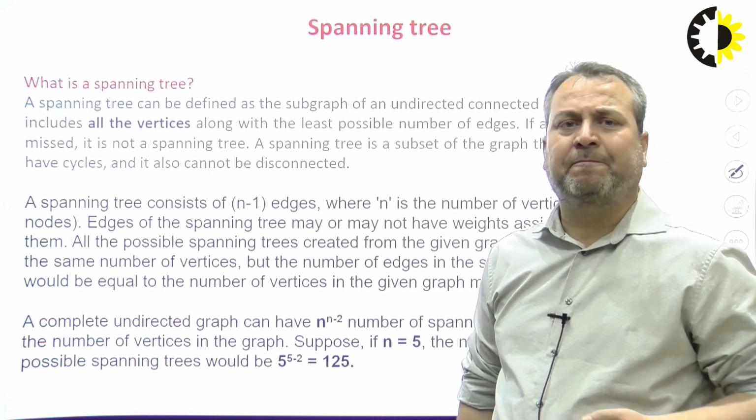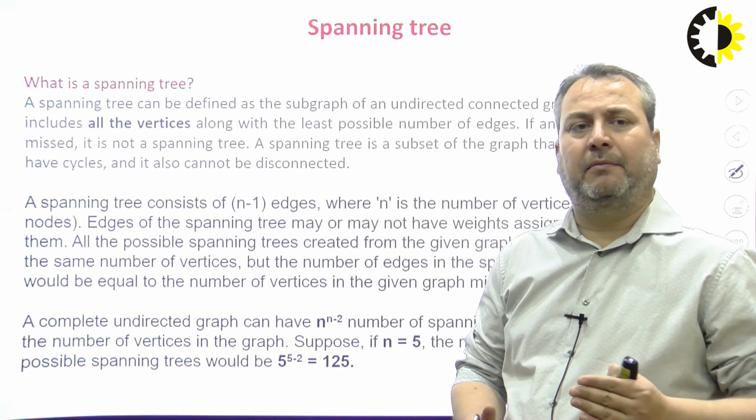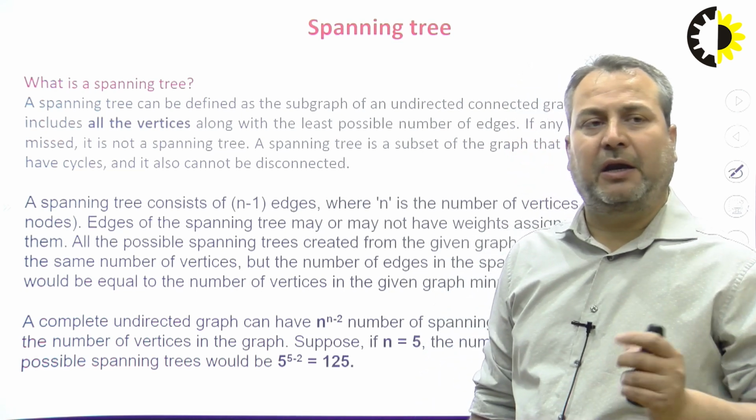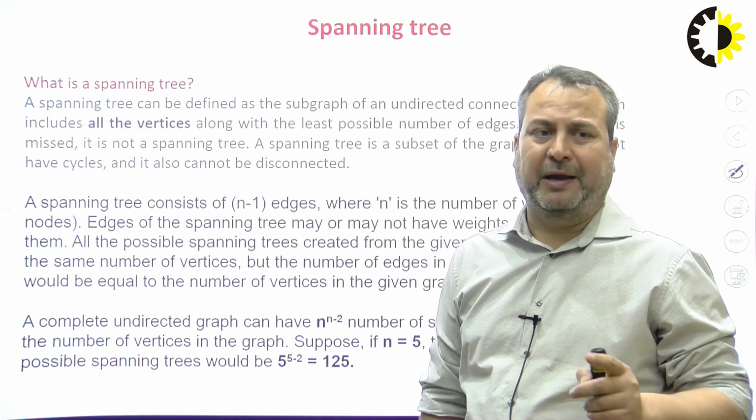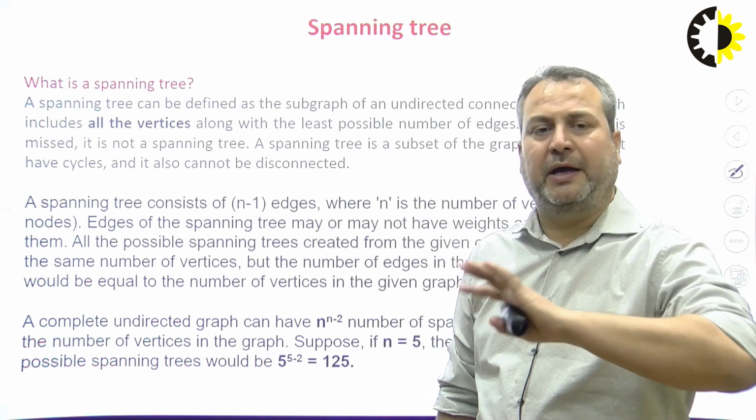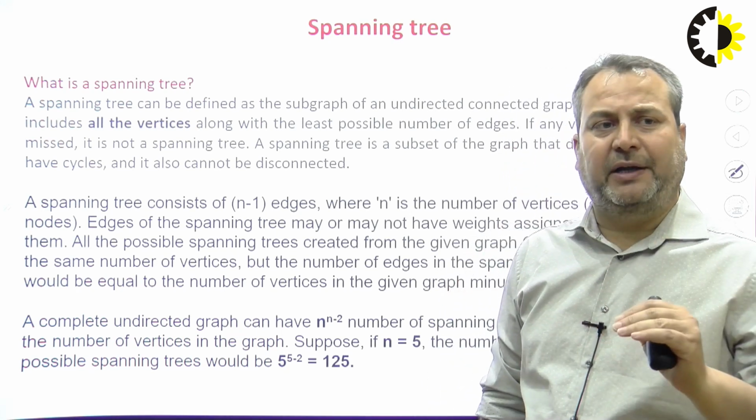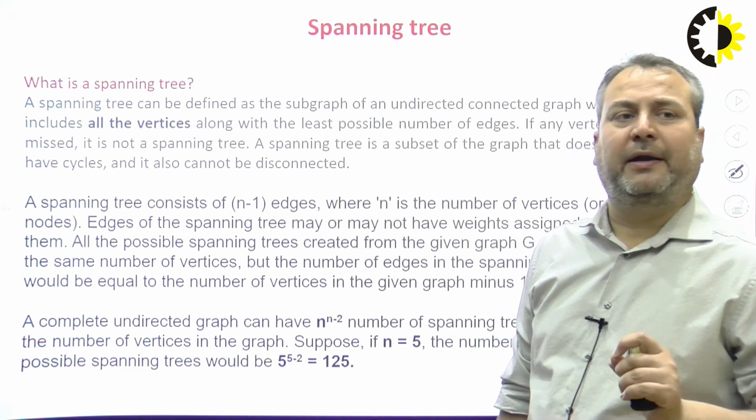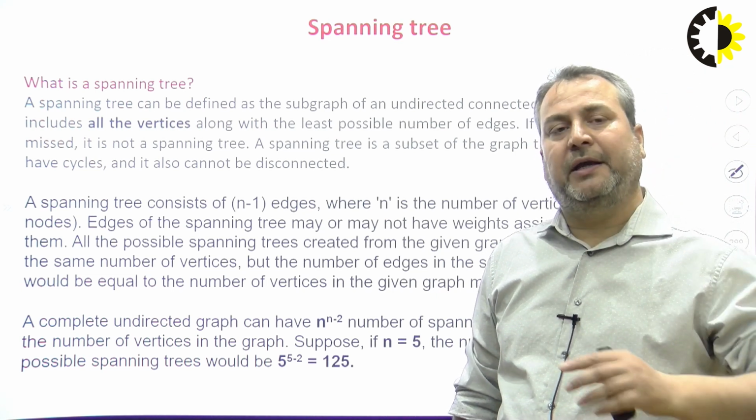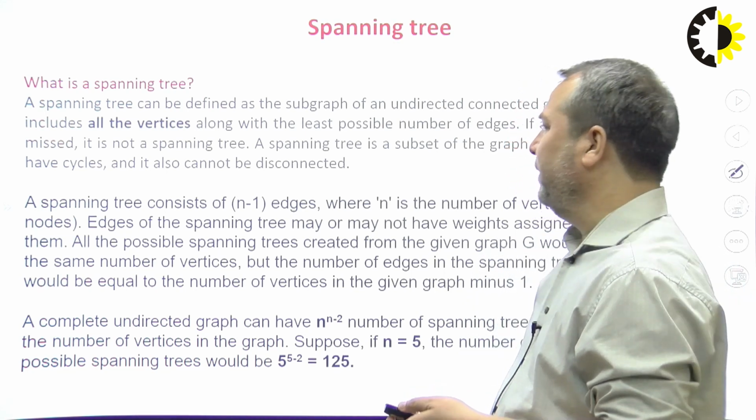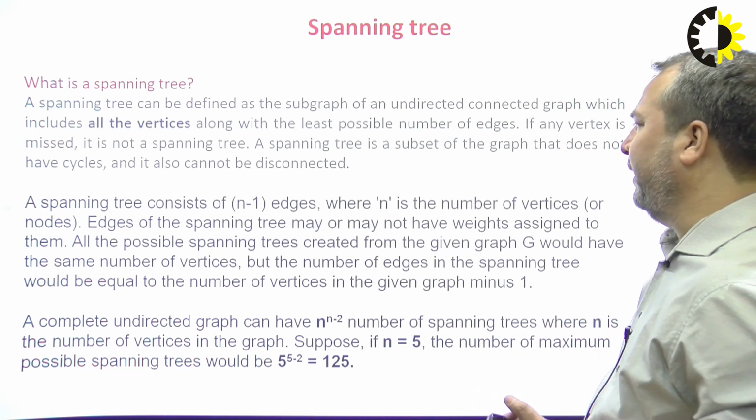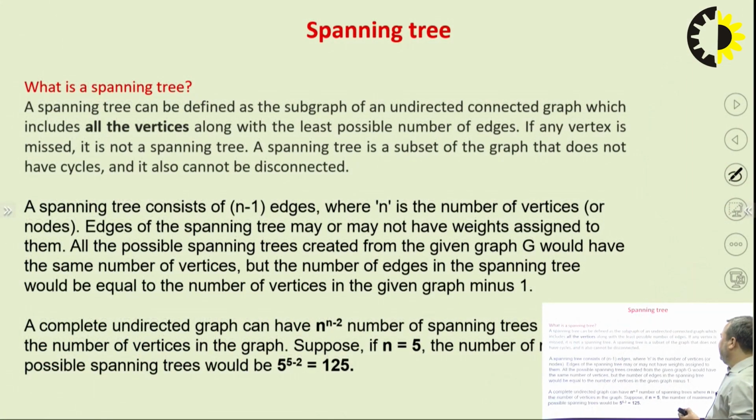Basically, a spanning tree is a kind of tree which includes all the vertices of the graph, but there should not be any closed loop. Suppose there are n vertices; it includes all n vertices with the minimum number of edges, and that becomes the spanning tree. What we need to ensure is that there must not be any loop. So we can define a spanning tree as consisting of n minus 1 edges, where n is the number of vertices. Edges of a spanning tree may or may not have weights assigned to them.